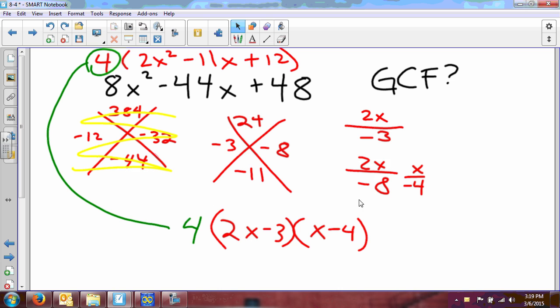Now, if you were to FOIL this back out, only use the 4 with one of them. So either the 2x minus 3 or the x minus 4, not both. Okay? So only distribute it to one of them if you want to double check your answer.